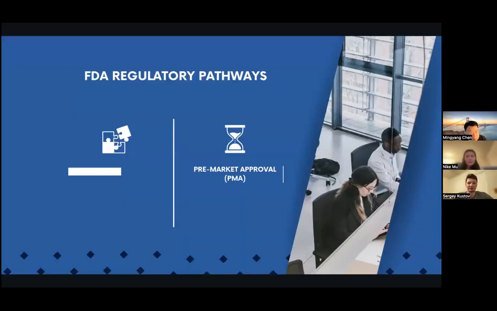I can do the intro. So for my part, I just want to introduce the FDA regulatory pathways, which means the 510(k) clearance and pre-market approval. Next slide, please.